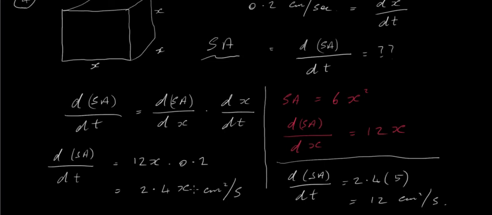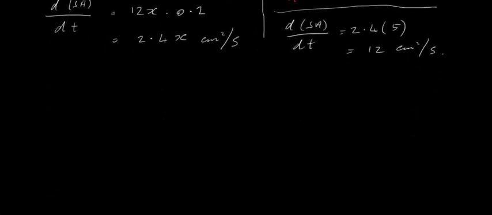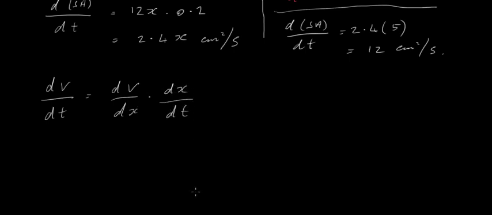Okay, so let's look at volume now. We're going to look at the rate at which the cube's volume is changing. It's the same kind of thing again. We're going to write down a chain rule equation with the volume. What we're looking for is dV/dt. So again, we write down dV/dx, and then dx/dt. So this is what we're looking for now.